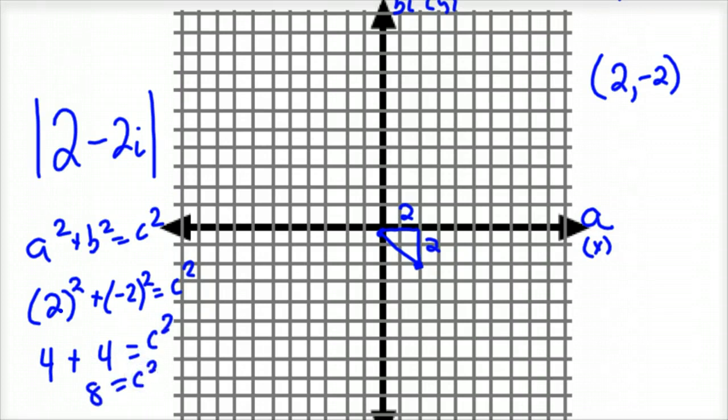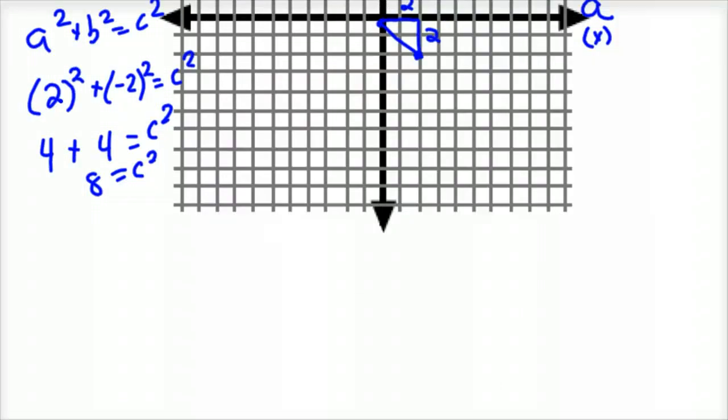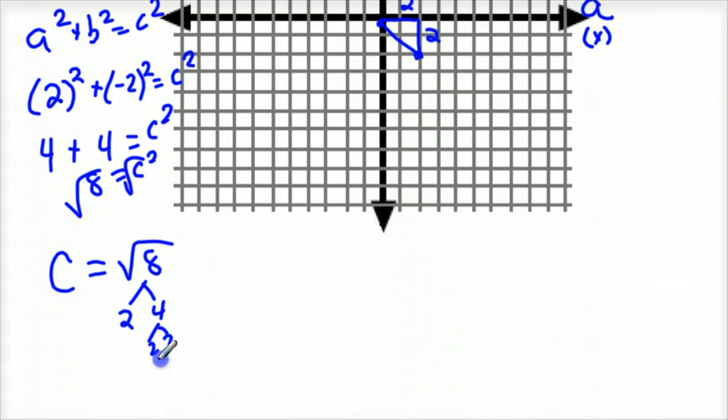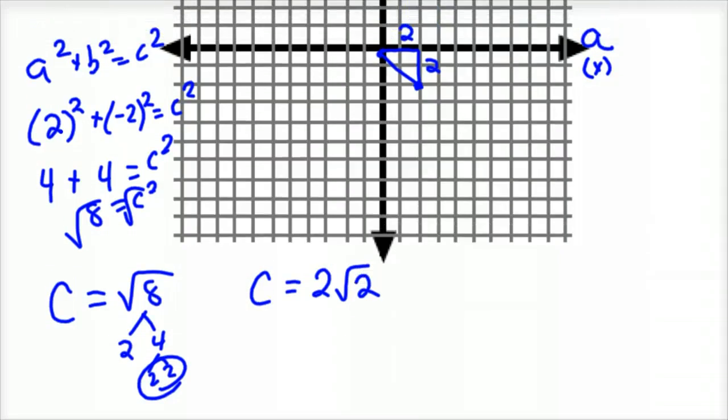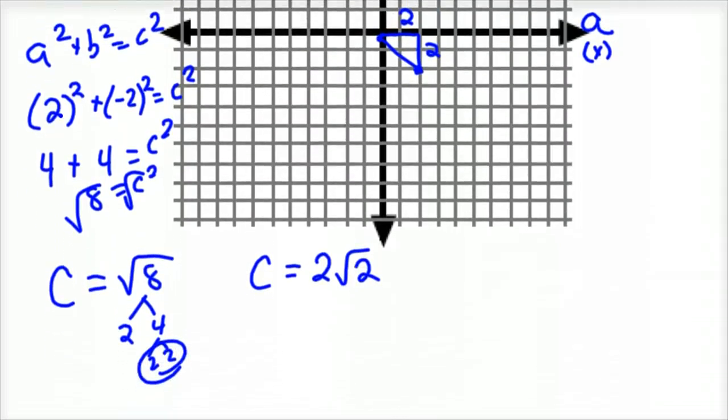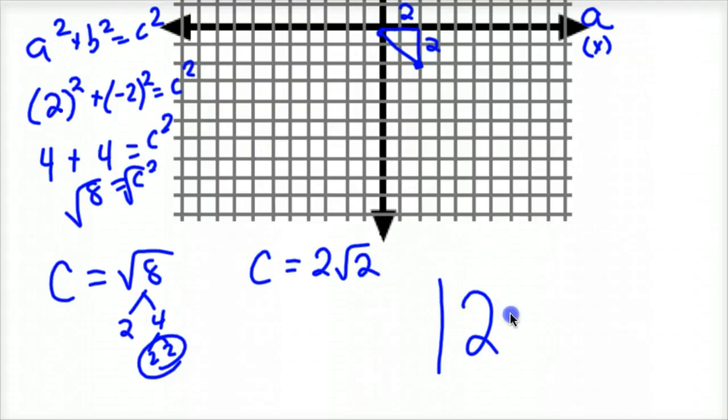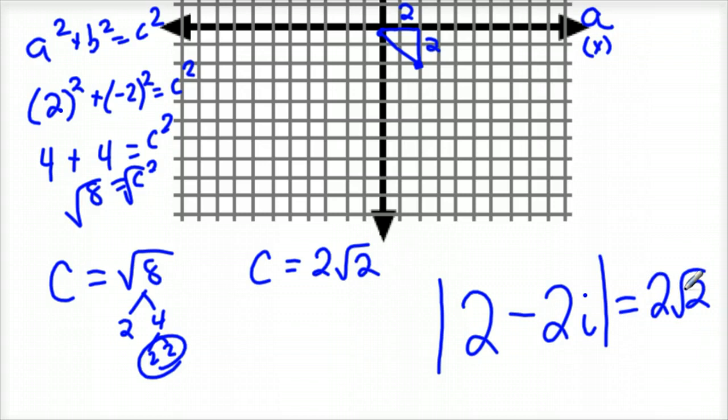I'll move down here so we have some more room. So then you'd square root both sides. And so c is equal to the square root of 8. Well, you could get your calculator out and figure that out. It's going to be like 2.8 something. But let's leave it as an actual number. So that'd be 2 and 4, 2 and 2. So my distance is 2 root 2, if you remember how to simplify those radicals. And so that's the absolute value. So we know the absolute value of the complex number 2 minus 2i is equal to 2 root 2.